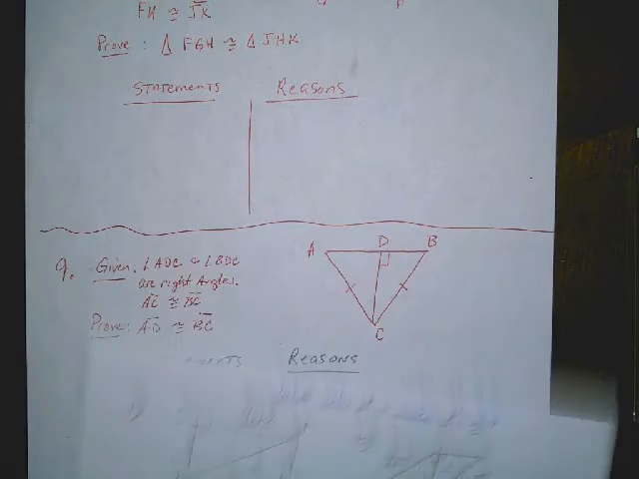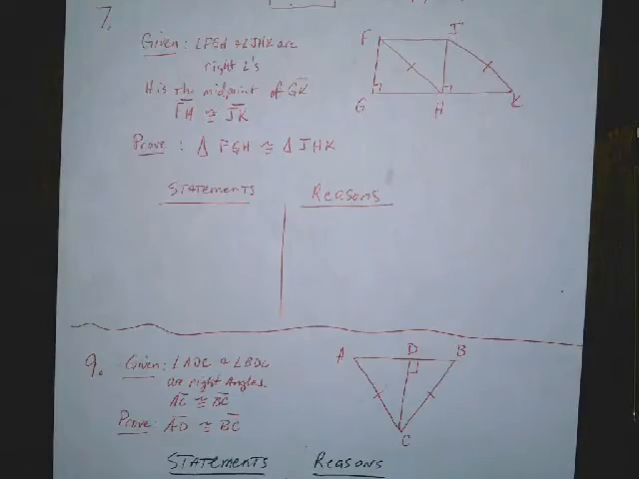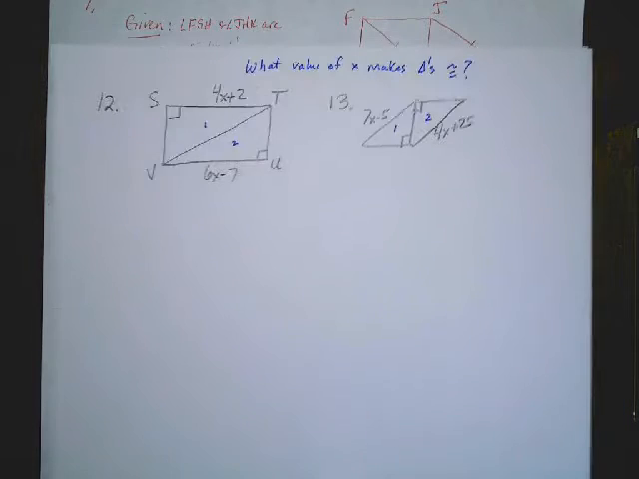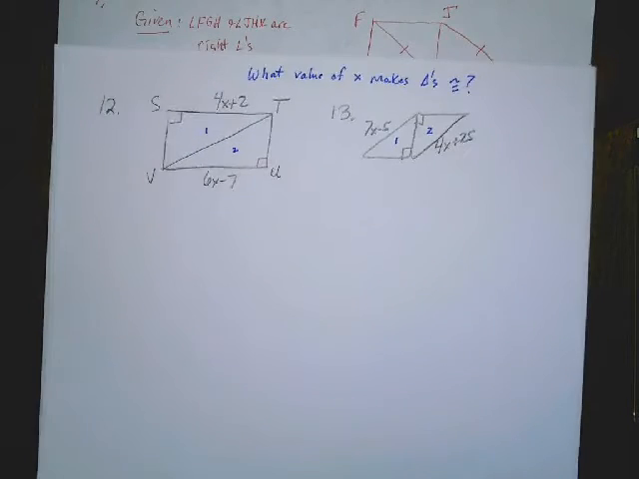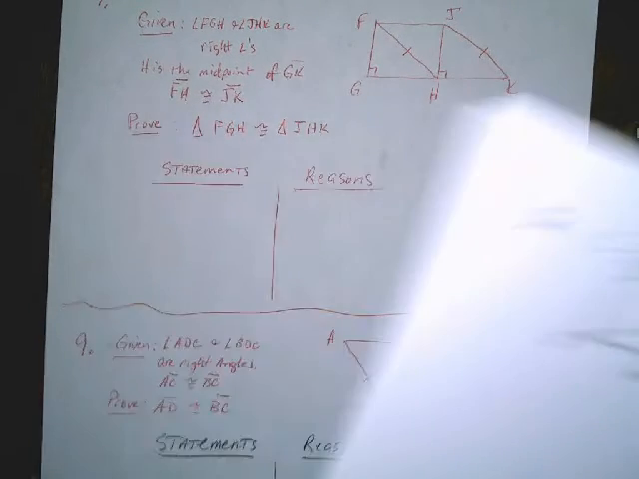Get your homework out. We're going to take a look at two proofs, number 7 and number 9, and then we're going to do two other problems, 12 and 13. All right, so that should give you a good idea on how to do these. All right, let's review proofs real quick.